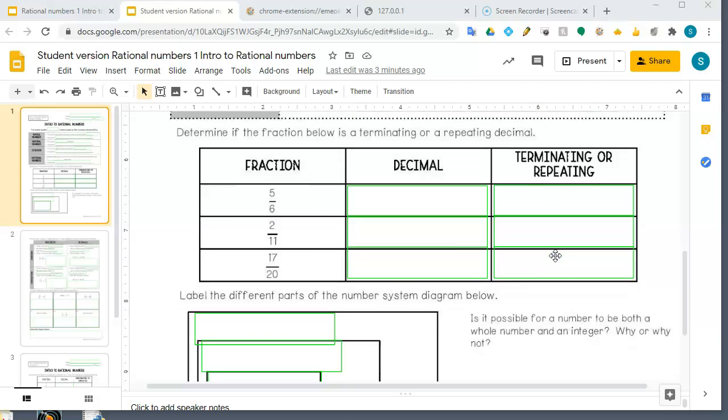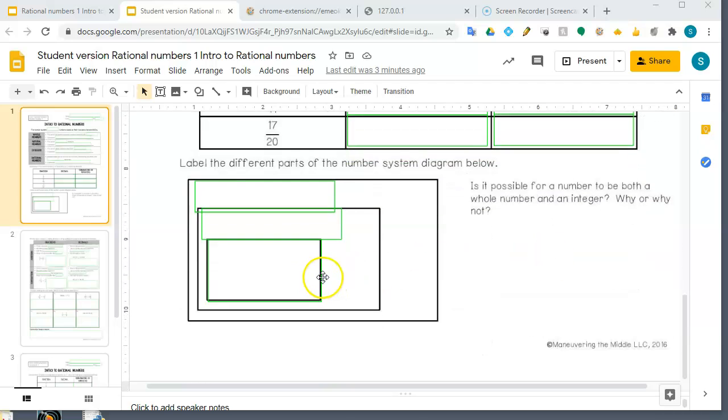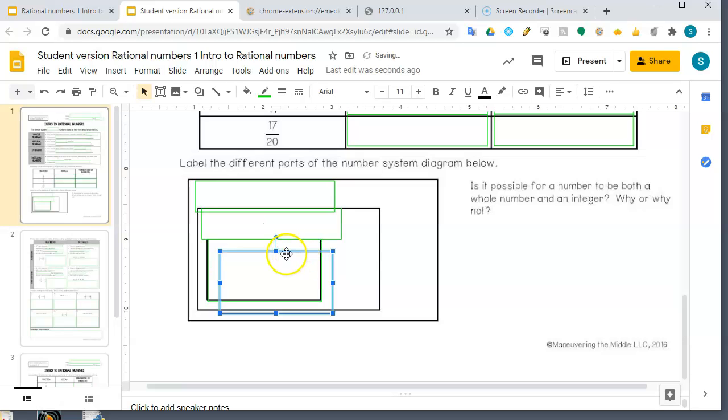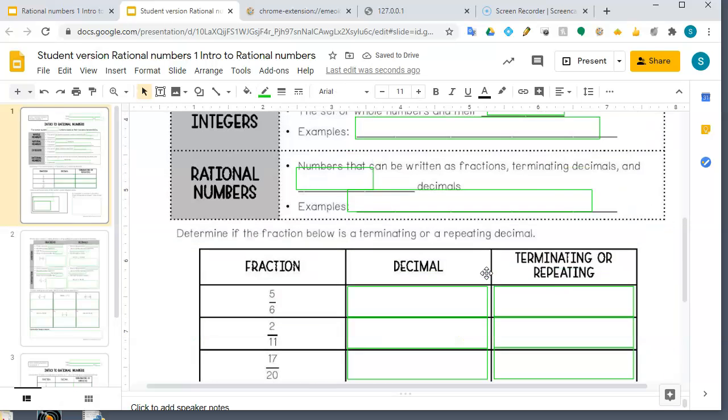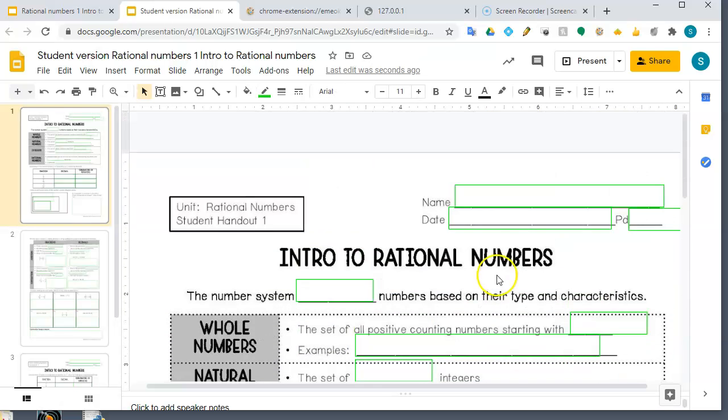So first thing I'd like you to do is go down to the bottom of this page. Grab this green box right here, hit Control C, Control V, and drag that box right over here. So anytime you accidentally delete a box, you are expected to replace it, put it back in, and anything that you see in green, you have to fill out. That is the expectation here.